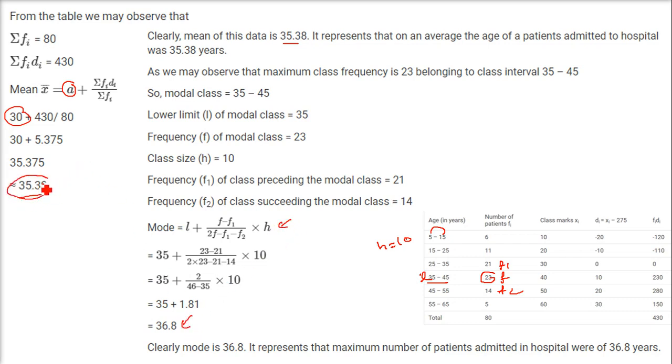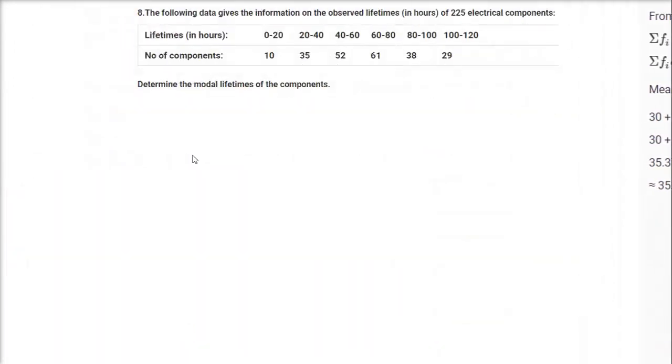We get 36.8. So see, this is 35.38 and this is 36.8. So clearly they are almost equal. So it represents the maximum number of patients admitted in hospital, that is, 36.8 is the age at which the maximum number of patients are admitted.